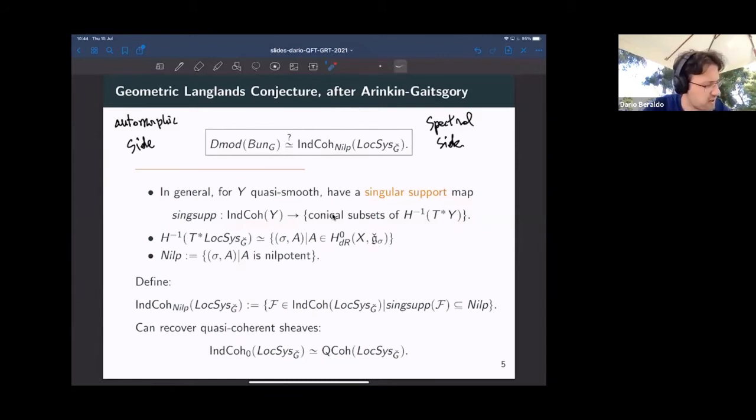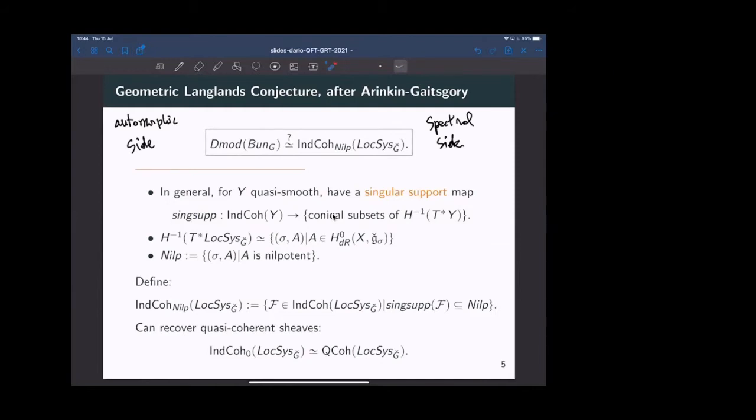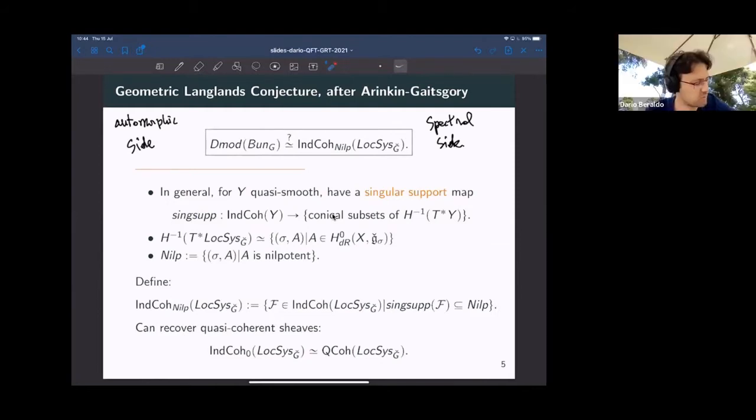And of course, this is a refinement of support. If I just remove singular and I consider support, what would be the answer to what's the support of a coherent sheaf? It will be a subset of just Y. So that would be support, and singular support is a refinement of that, which is possible when we are in the quasi-smooth situation.